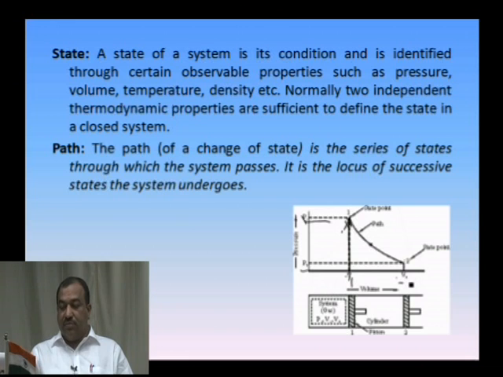Next, path. Path is also called change of state. It is a series of states through which the system passes. It is the locus of successive states the system undergoes. Here, the system changes its state from 1 to 2. So, now it is passing through the series of states. So, now this is called as what? Path.